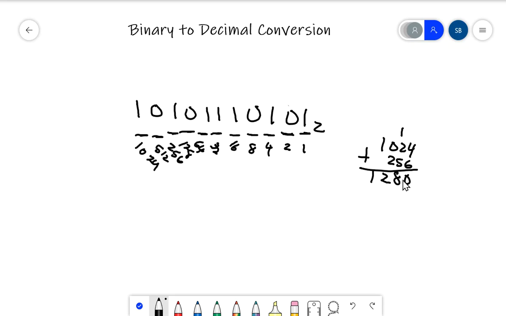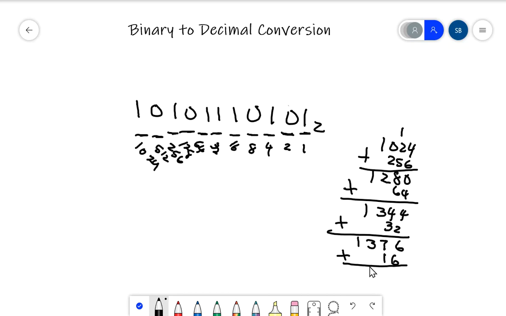Then I'm going to add 64, 32, and 16. So 64, hopefully I'm doing this all right. If I'm not, please let me know. I'll fix the video up. But 64, 32 is my next addition. 6, 7, 3, 1, and 16. So I add the 16 here. And 2, carry the 1, 7, 8, 9, 3, and 1.